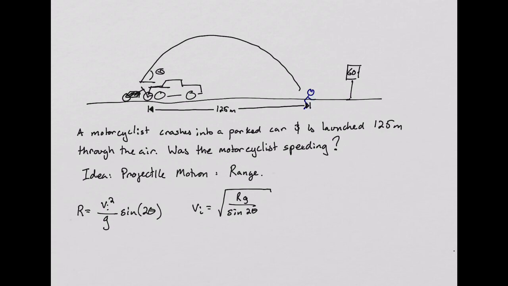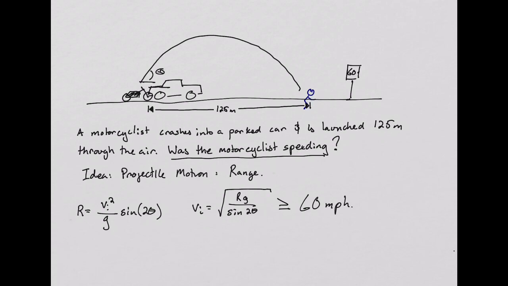Now, since we don't know this initial angle, we can't for sure say what the initial velocity is. But let's carefully reread the question. The question was, was the motorcyclist speeding? Not, what was his initial velocity? Was he speeding is a slightly different question. It is, is this initial velocity greater than or equal to the speed limit, which here is 60 miles per hour.